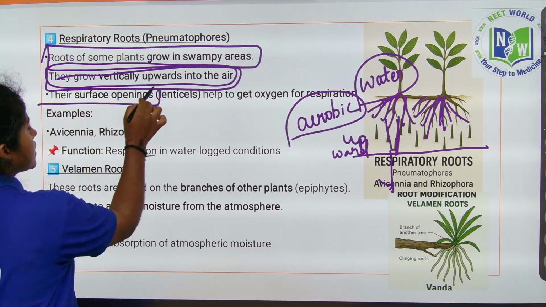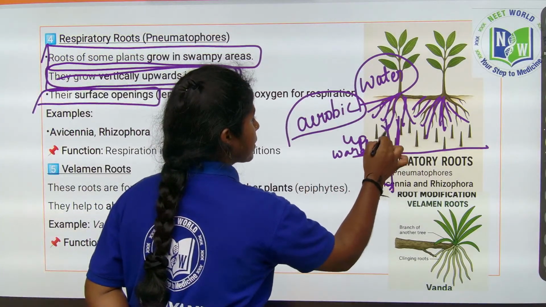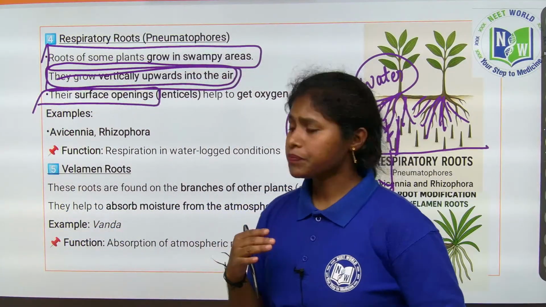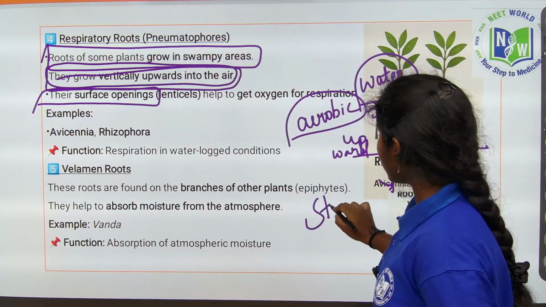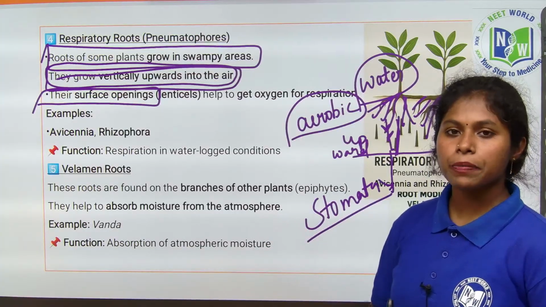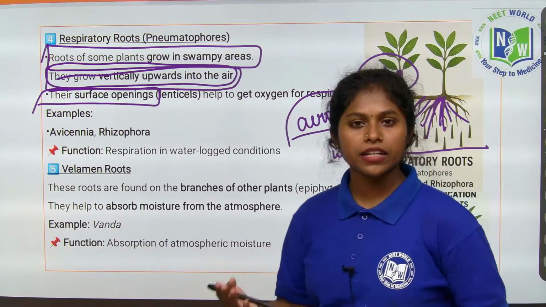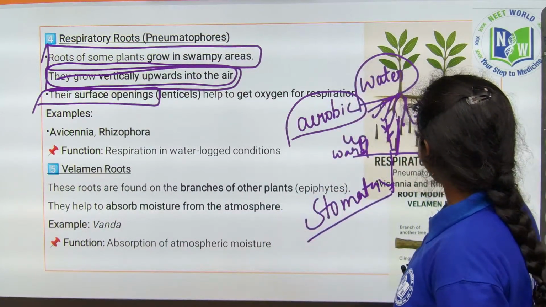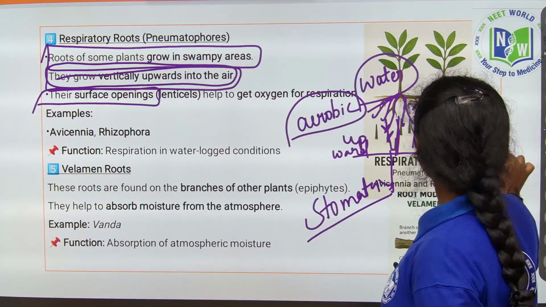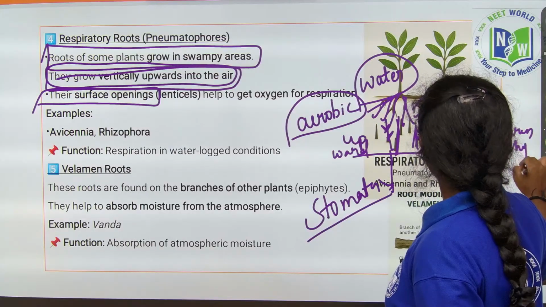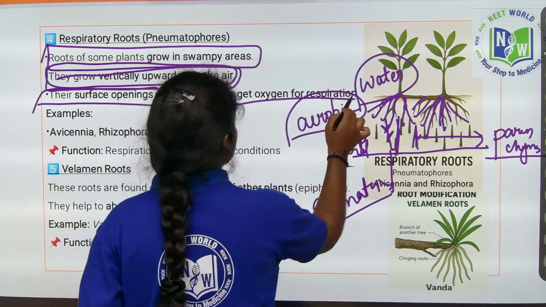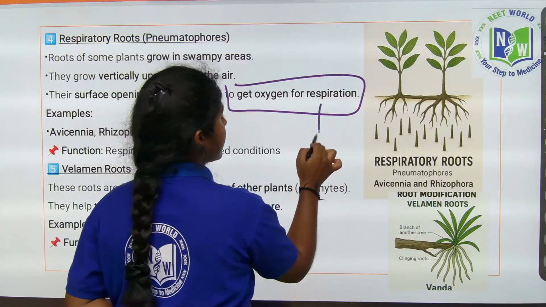They have surface openings called lenticels. Through these lenticels, they exchange gases. Stomata also are involved in the exchange of gases, but lenticels are different from stomata. Stomata are present in the leaves. Lenticels may be present in the barks, and also here in the pneumatophores, the respiratory roots. Lenticels are made of parenchyma cells, which mainly are involved in the exchange of gases, right? Through them, the roots get oxygen for respiration to get energy.